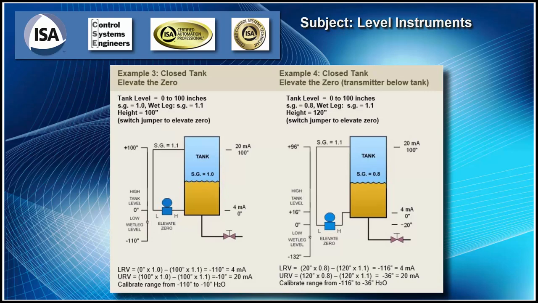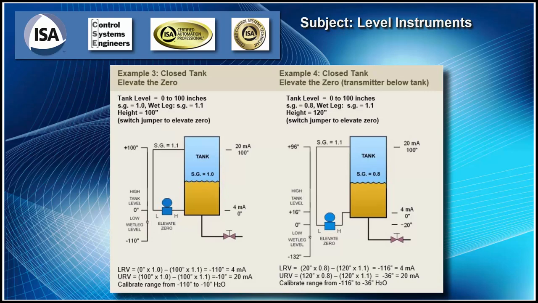Now, on the high side, when the tank's full, we have 120 inches total from the transmitter to the top. And so that'll be 120 inches times the specific gravity of 0.8. So we get a total of 96 inches. The high side of the transmitter, when the tank is full, will only see 96 inches of pressure pushing against it, because it's 80% of the weight of water, so it's lighter.